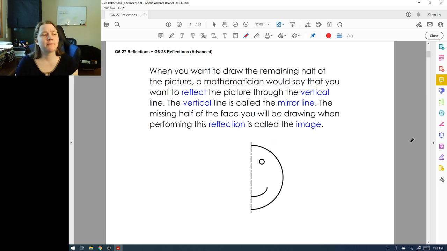When you want to draw the remaining half of the picture, a mathematician would say that you want to reflect the picture through the vertical line. The vertical line is called the mirror line. Can you guess why it's called the mirror line? The missing half of the face you will be drawing when performing this reflection is called the image.